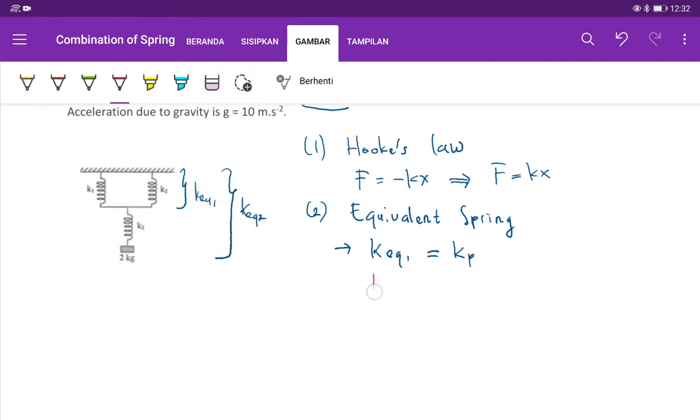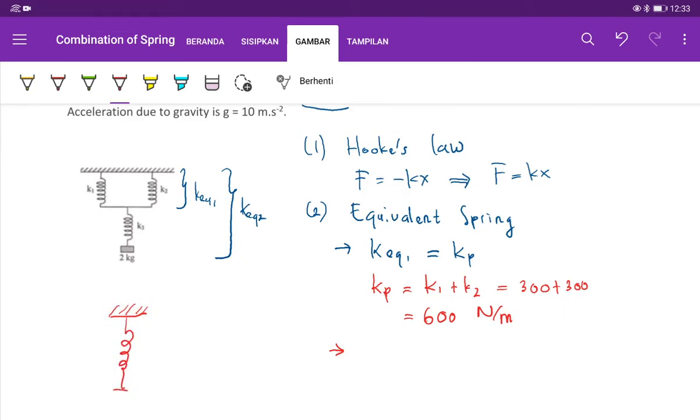According to the concept, K parallel will be just adding K1 and K2, because K1 and K2 are connected in parallel. K1 and K2 are 300. We just add all of them and the result will be 600 Newton per meter. And after that we have the springs connected in this condition.